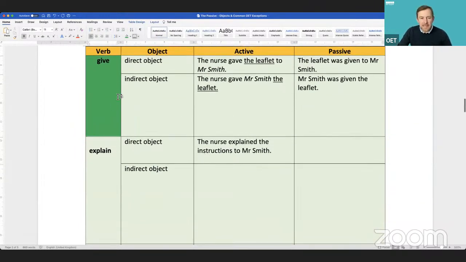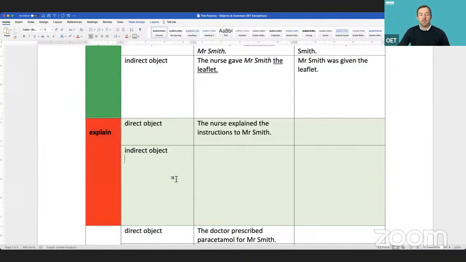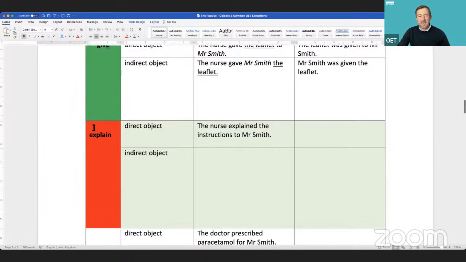So let's look at explain instead. This one can go back to white. We're happy with that. That's good. Let's look at explain, and I'll prove to you why this should be red. Green, it's super flexible. Explain, red, it's not.